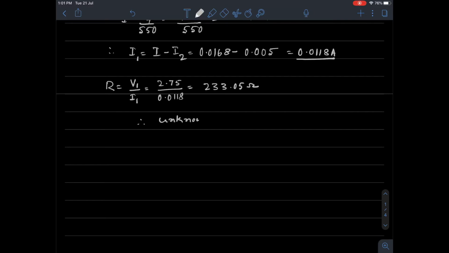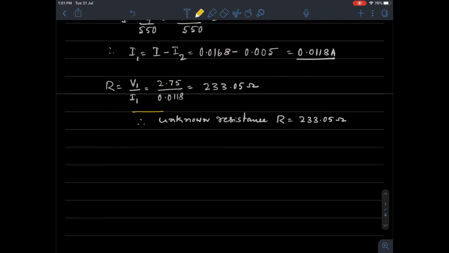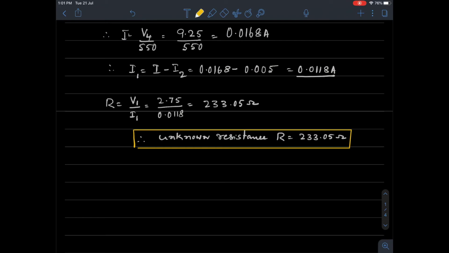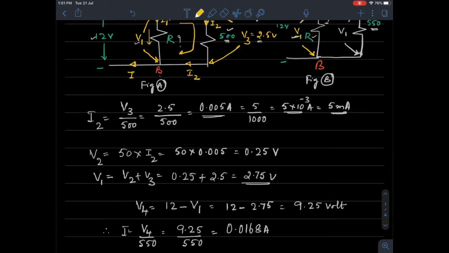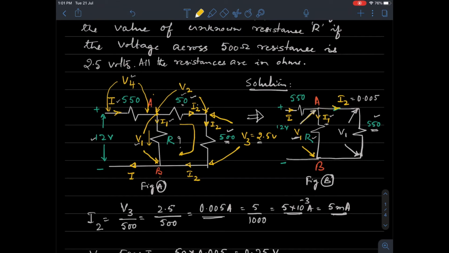Therefore, we will write the final result in this manner. The unknown resistance capital R equal to 233.05 ohms. This completes the problem. The problem is pretty simple. Okay? The problem is simple. Is that understood? I only hope that you understand this problem.